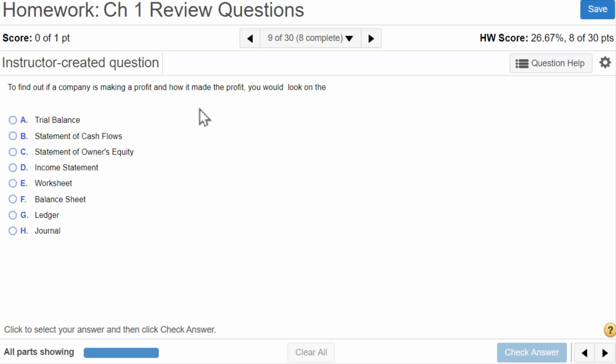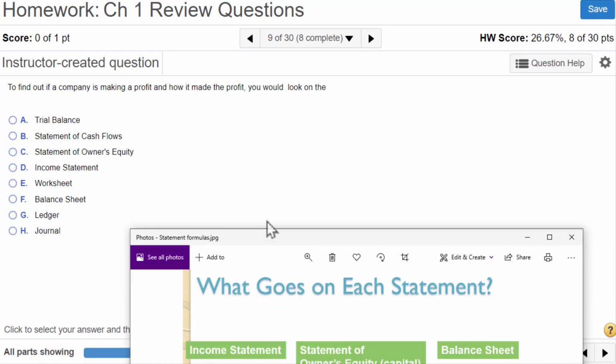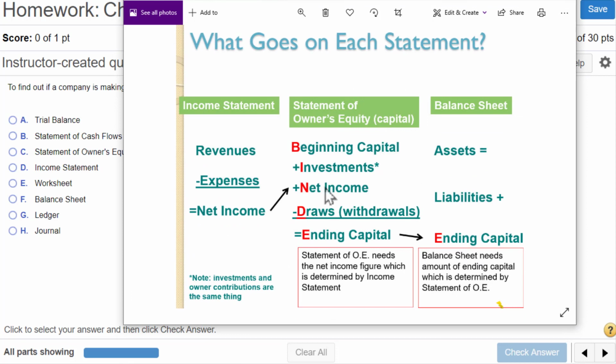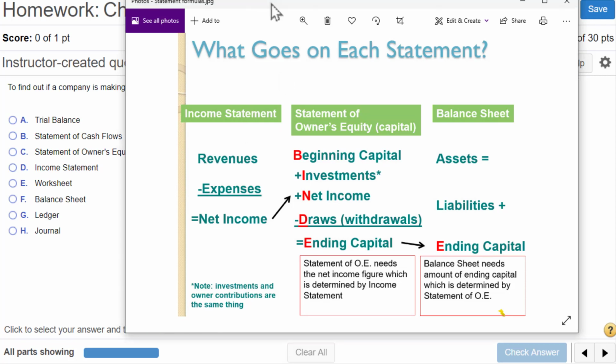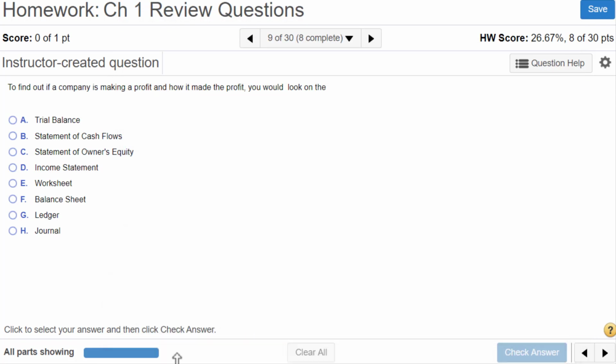And notice it says how it made the profit. Now some people might say, well, the net income is on a statement of owner's equity. True, but the statement of owner's equity does not show you how they made the net income. The income statement would show you the revenues, which is how a company made their profit. So that's income statement.